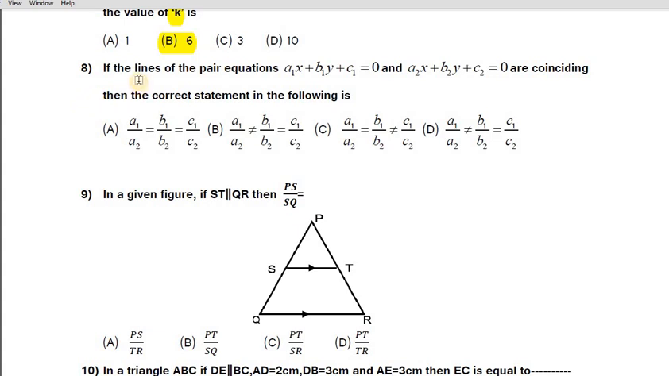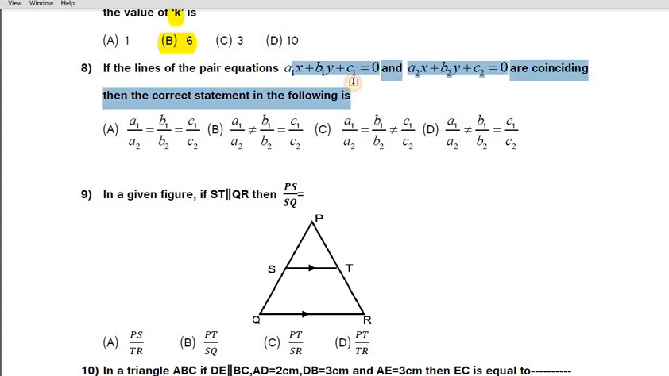Question number 8. If the pair of equations a1x plus b1y plus c1 equals to 0 and a2x plus b2y plus c2 equals to 0 are coinciding, then the correct statement in the following is. So two equations in general form are given, and they are clearly saying these lines are coincident lines. So coincident lines always have infinite number of solutions.